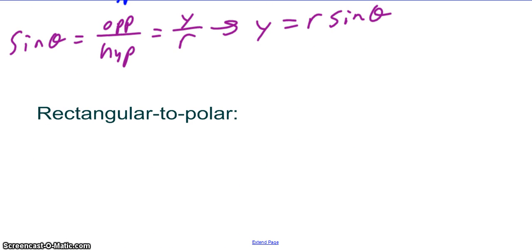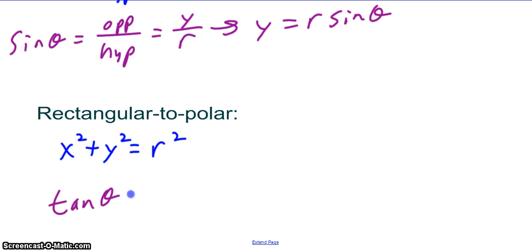So from rectangular to polar, well, I know x squared plus y squared equals r squared, and I know tangent of theta is y over x. There are other relationships that I know as well, so you don't have to use tangent, but this is the main relationship between directly y and x. Obviously, if you know r, then you could use sine or cosine as well.